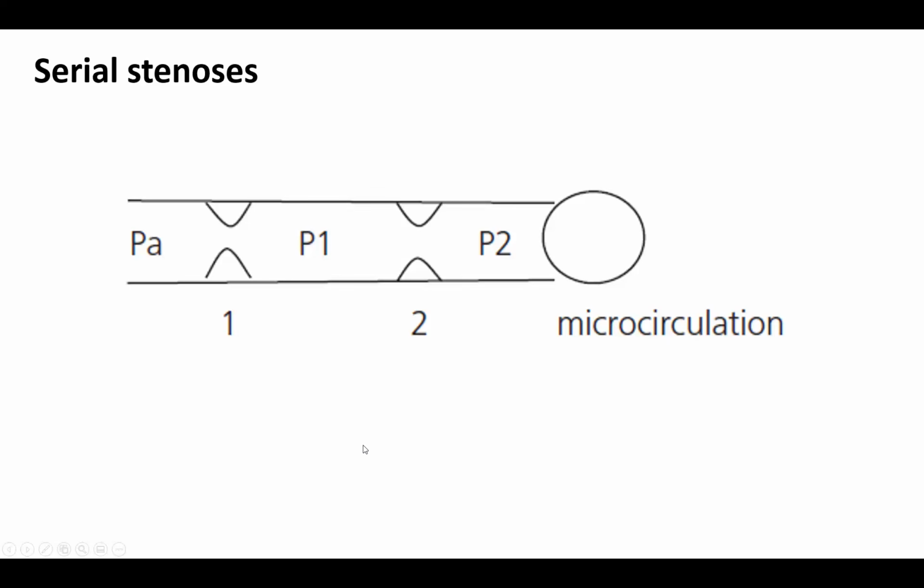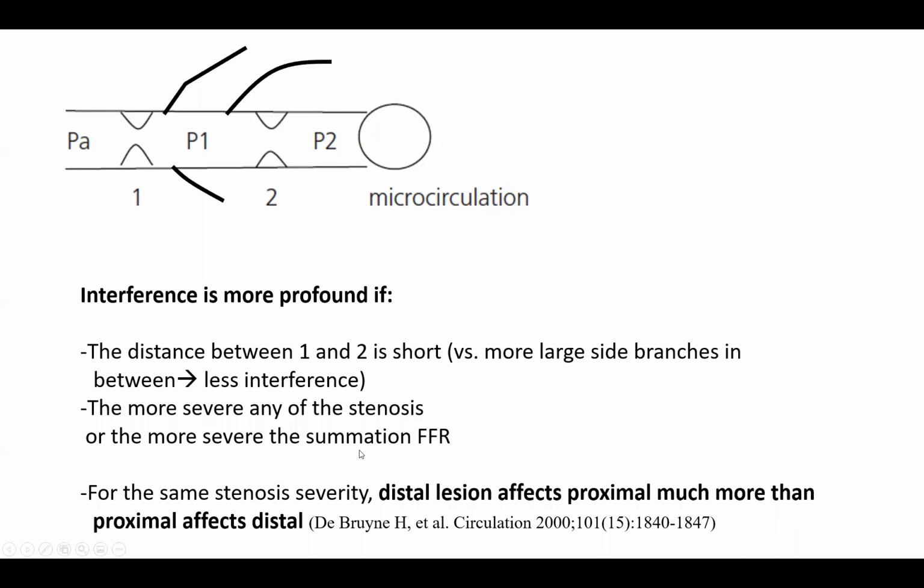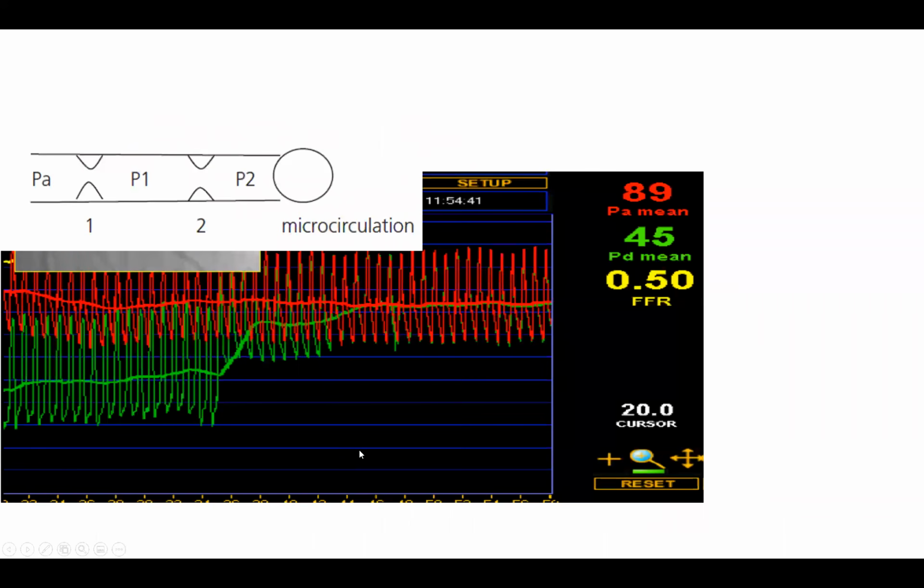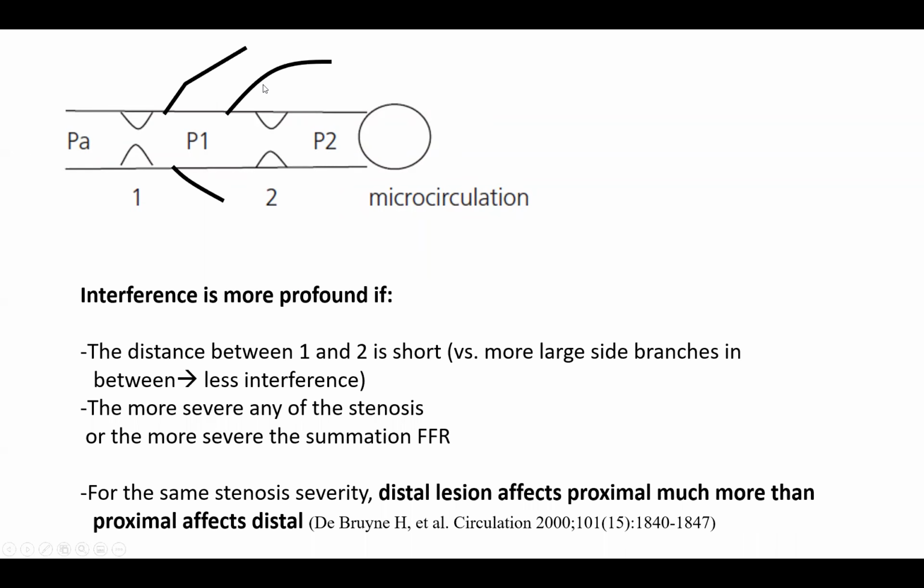So how do you do practically? How do you do those studies practically? And I will explain it here. But before that, I want to explain that the interference between lesion 1 and lesion 2 is more profound if the distance between 1 and 2 is short.